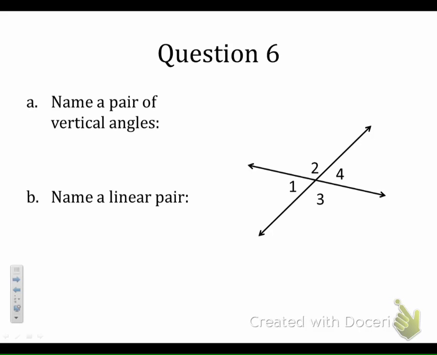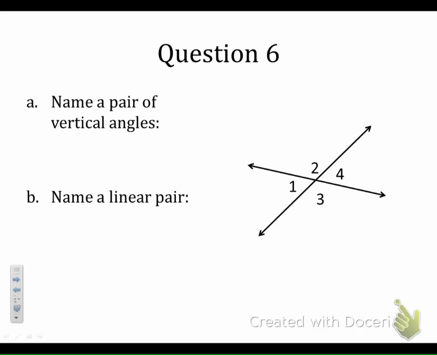Name a pair of vertical angles in this picture and name a linear pair. You only need to list one pair of vertical angles, and be sure you put an A by it. Put an A by what you think the vertical angles are and put a B by where you think the linear pairs are. We learned this in section 2.4 on your notes.